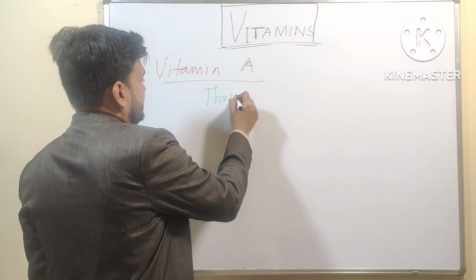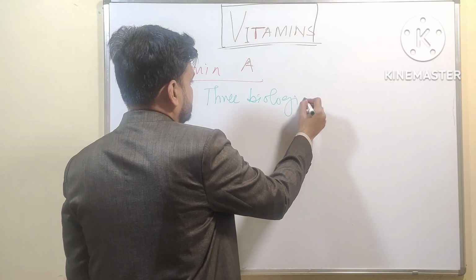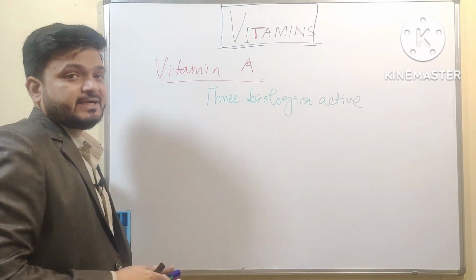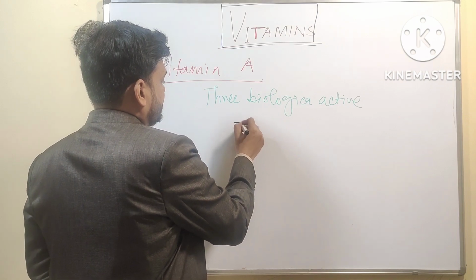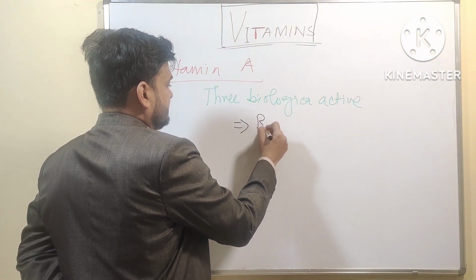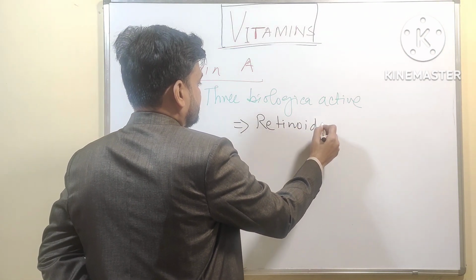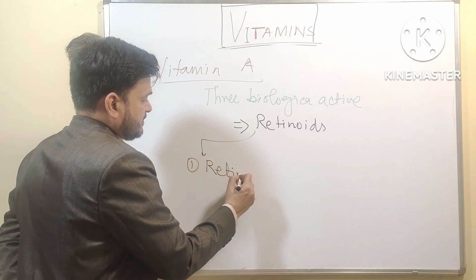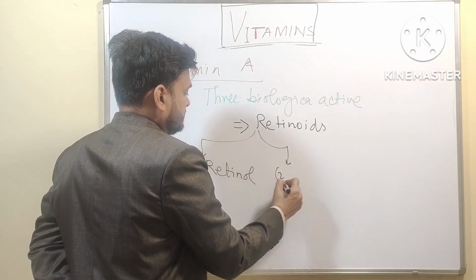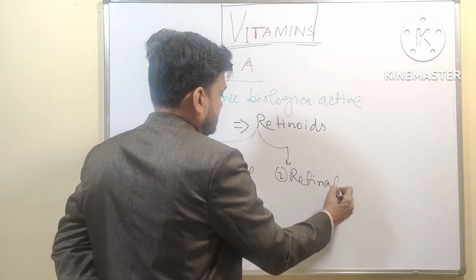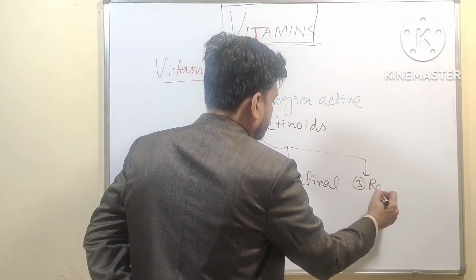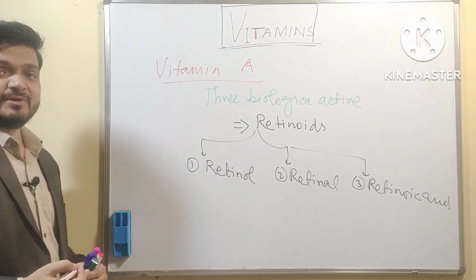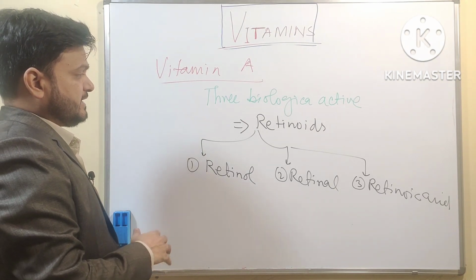These three biological active forms are collectively known as retinoids. Number one, retinol. Number two, retinal. And of course number three is retinoic acid. So these are basically the three active forms of vitamin A which are found in any cell.